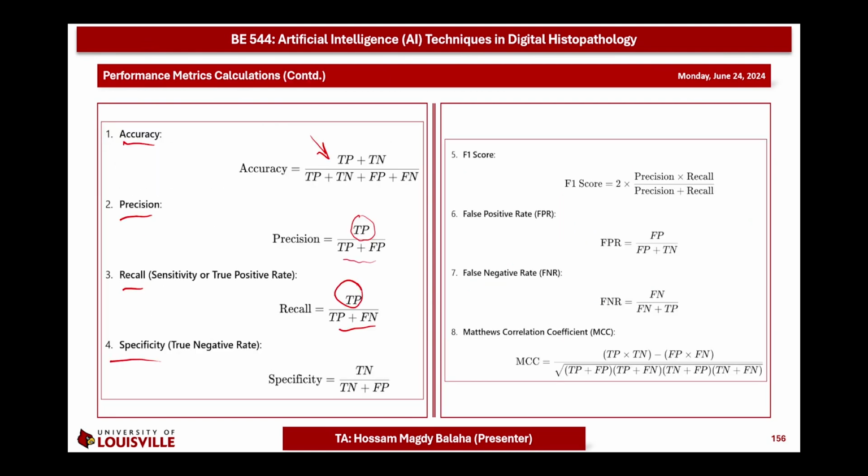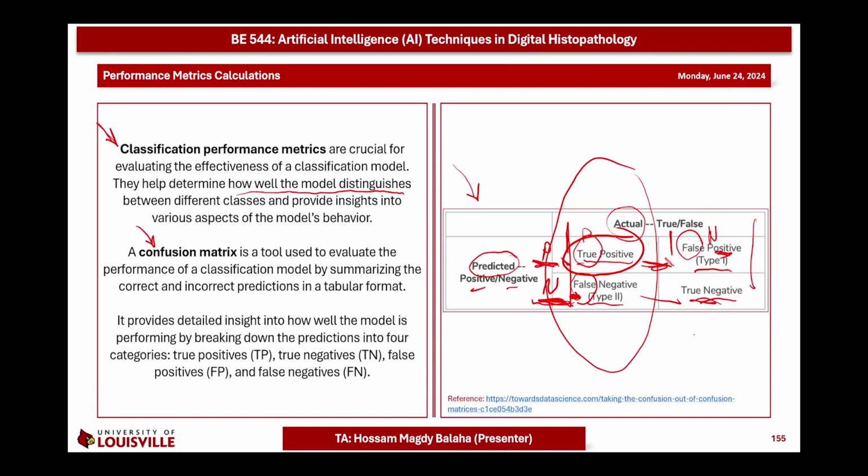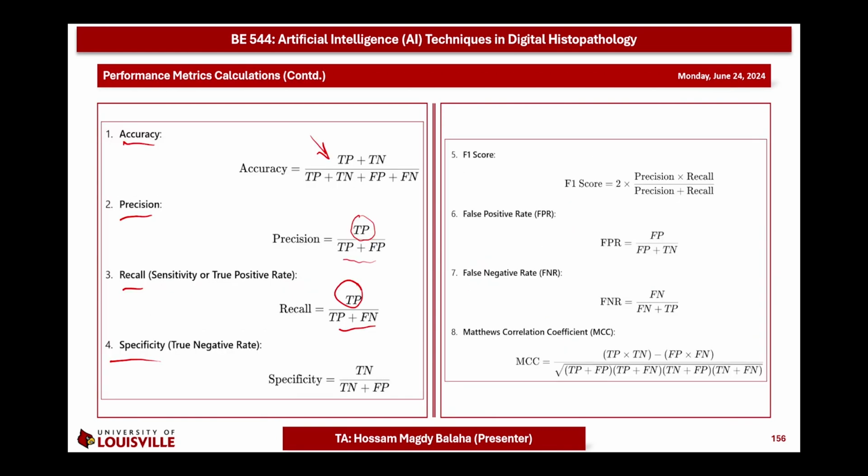It will be true positive over true positive plus false negative. And specificity, or true negative rate, is the proportion of actual negatives that are correctly identified. So for the actual negatives that are correctly identified, you divide true negative over true negative plus false positive. F1 score is the harmonic mean of precision and recall, providing a single metric that balances between them. So you will find precision and recall in the numerator, with a multiplication, and in the denominator you will find addition, and you multiply here by 2.